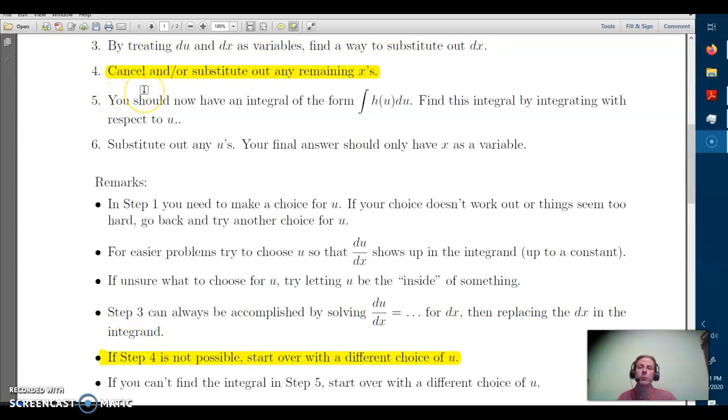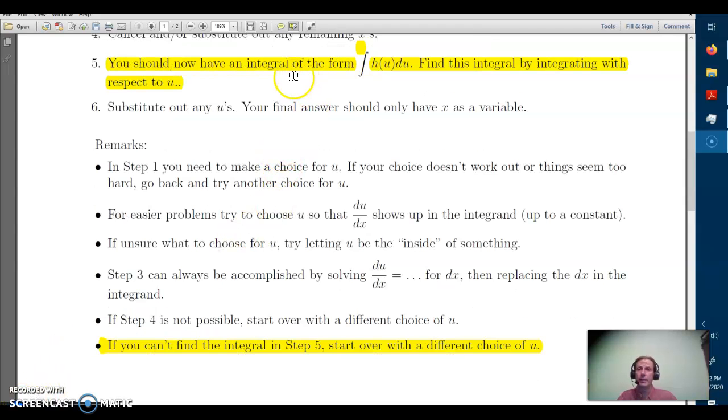Now step 4 was to cancel or substitute out any remaining x's once you've gotten rid of the dx. It might not always be possible. In fact, if you just choose u carelessly or you choose the wrong u, it's usually not going to be possible. But that's okay. It's just telling you that you didn't make the right choice. So don't be discouraged. Instead, go back and start over with a different choice of u.